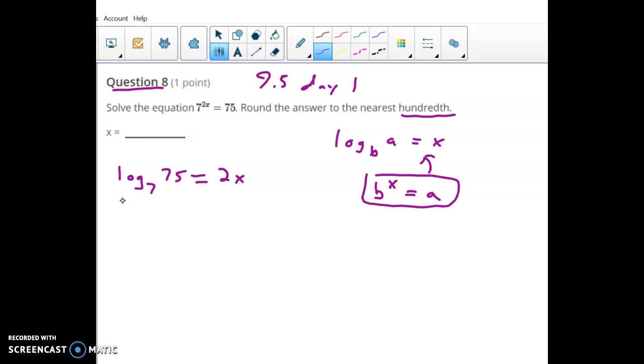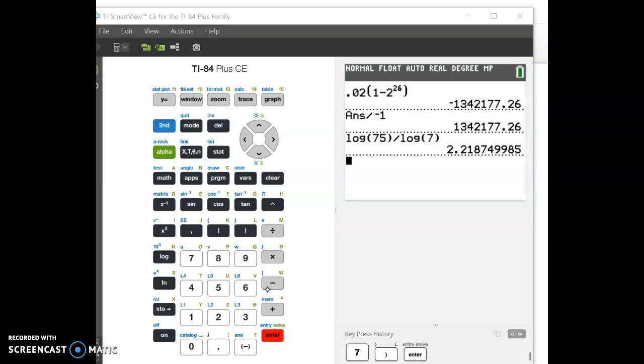Okay, and now we just need to know how to evaluate this side on our calculator and then divide by 2. There's a special button you can use on your calculator, but there's also the change of base, where if it's a non-base 10 log, you can just do log of 75 divided by log of 7. So you can see how it looks. I use my log button, log of 75, close parentheses, divide by log of 7, and we get 2.2187.